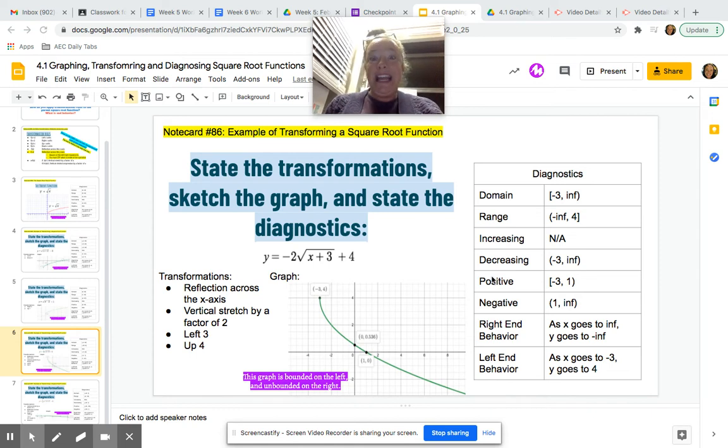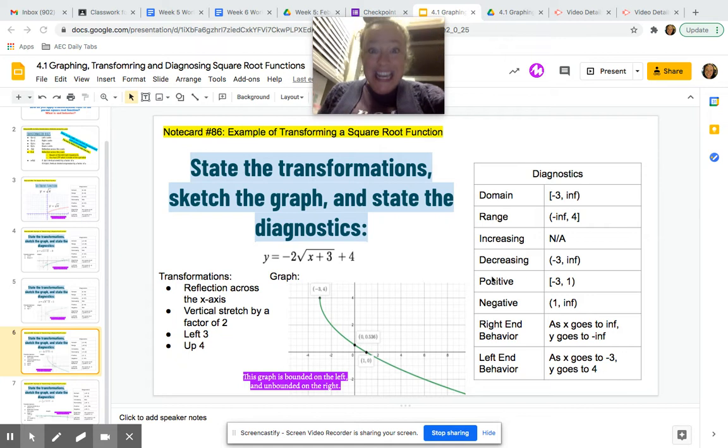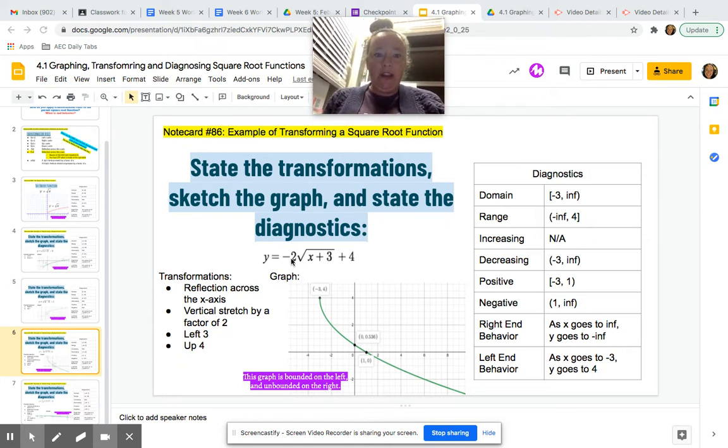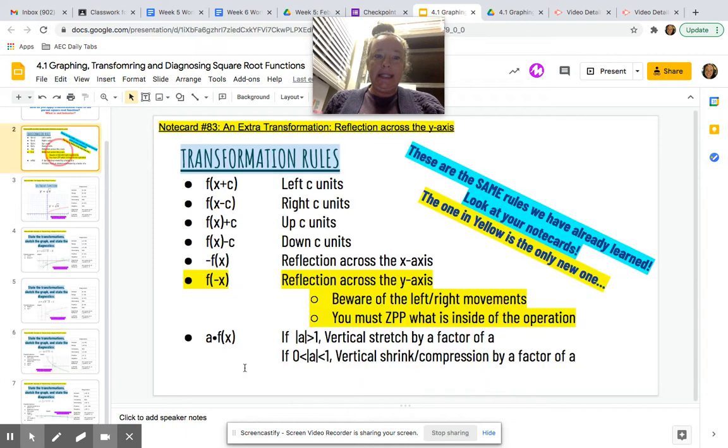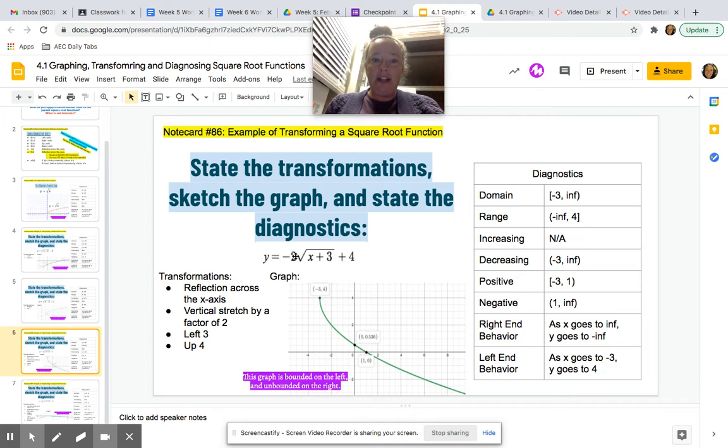All right. Now, example. Note card number 86. Okay, so this one has three things happening. We've got the negative out front, which is a reflection across the x-axis. The 2 out front, remember, means if the absolute value of A is greater than 1, it's a vertical stretch. So this one is a vertical stretch by a factor of 2.